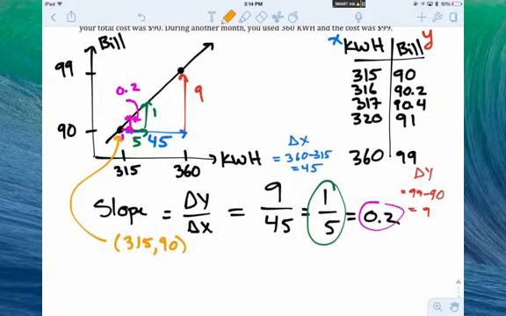You can kind of use your intuition and say, listen, the cost, your bill, it quote unquote started at $90. It increased at a rate of 20 cents per kilowatt hour, or a fifth of a dollar per kilowatt hour. But of course, the starting cost of 90 didn't happen when you didn't use any energy, when you used 0. It happened when you used 315, so x minus 315.